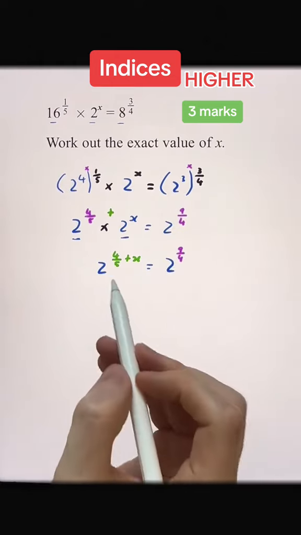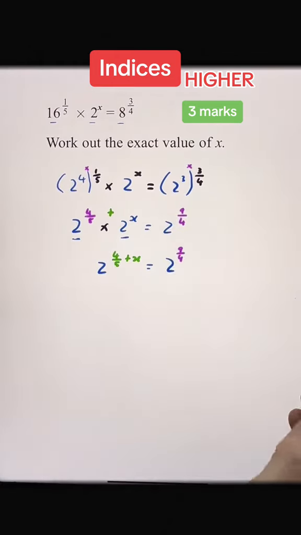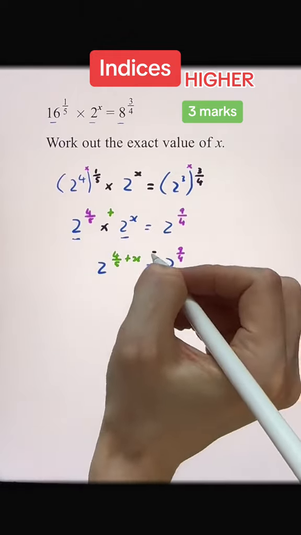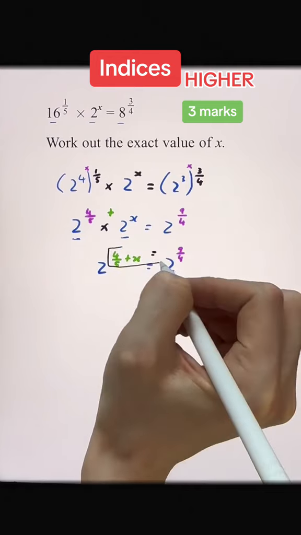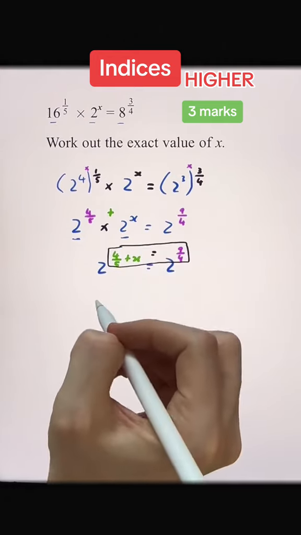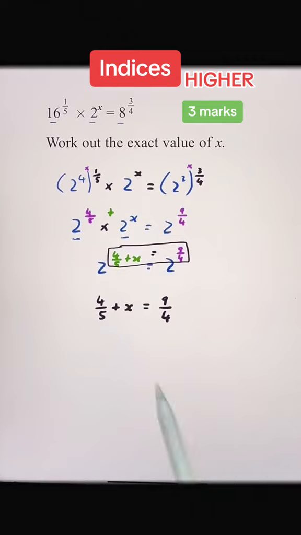Now that I've got a common base, the same base on both sides, I've got a base of 2, therefore I can just equate the powers. So therefore it's going to be a linear equation, and therefore I'm going to have 4/5 plus x is going to equal 9/4. As I'm solving for x, I want to get x by itself.